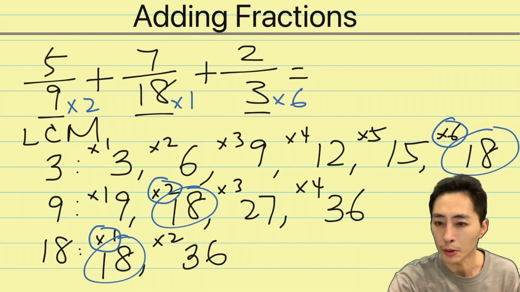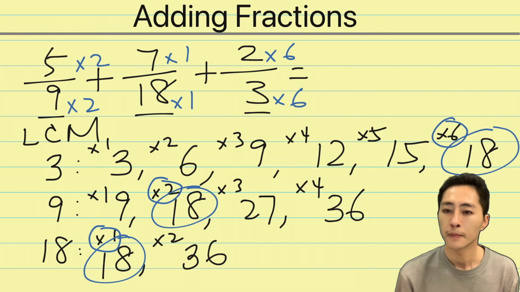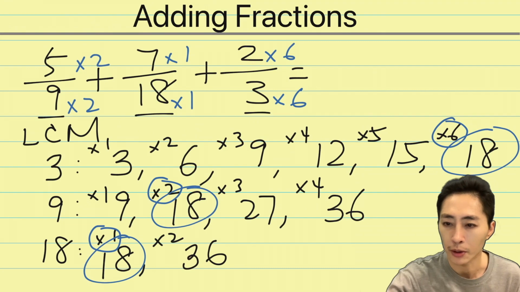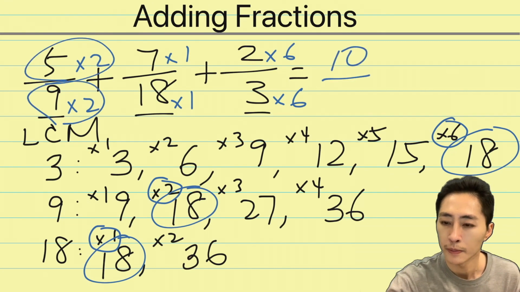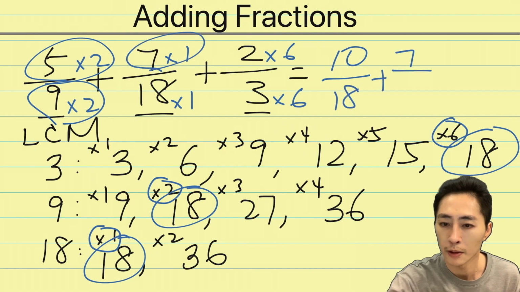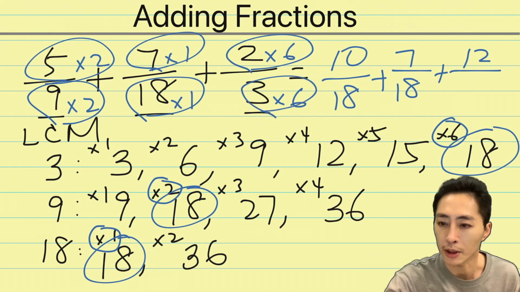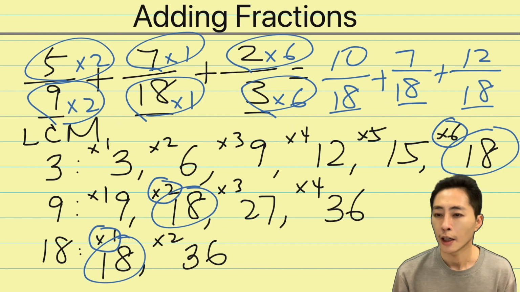And then we would do the same in the numerator. Then the final step would just be to multiply them. So 5 times 2 is 10. Here, 9 times 2, 18. 7 times 1, 18 times 1. 2 times 6, 3 times 6. And now we have a common denominator for all three fractions.